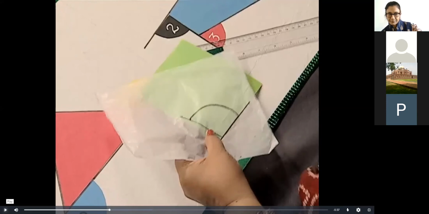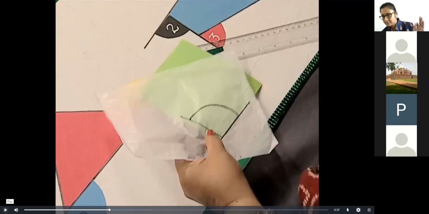Ma'am, we just take the paper, fold it and then cut it. One at a time. Yes. Just wait till one person completes speaking. Yes, go on. Ma'am, just fold the paper and cut the angle cap. Then we have the two angle caps.